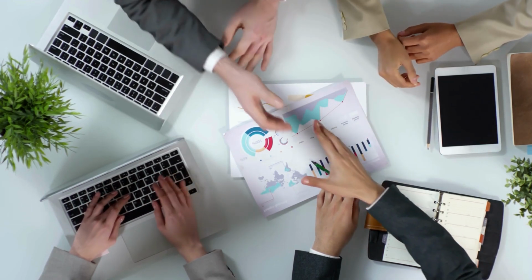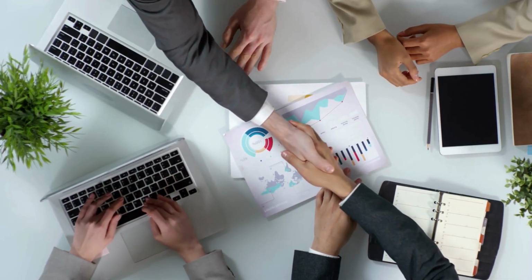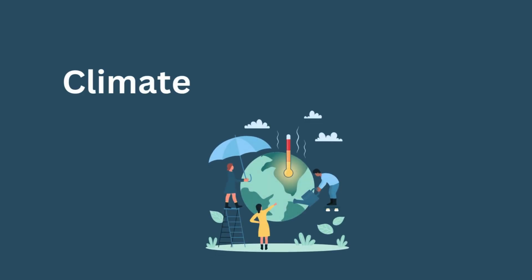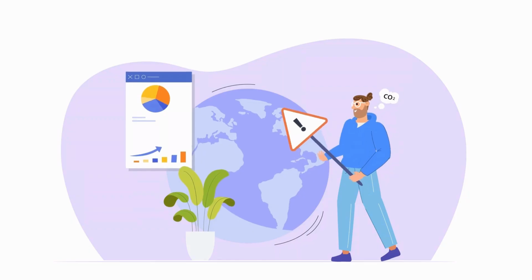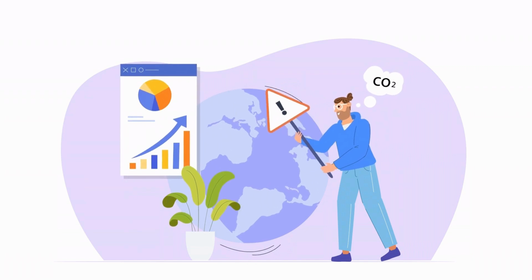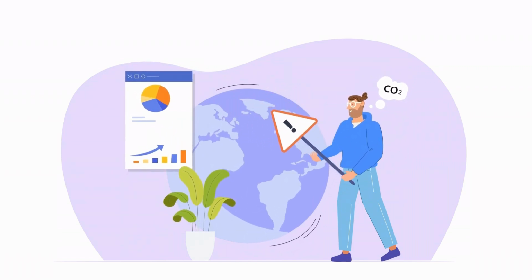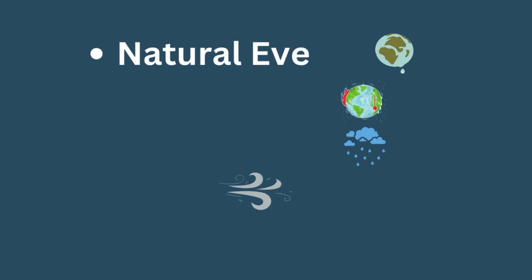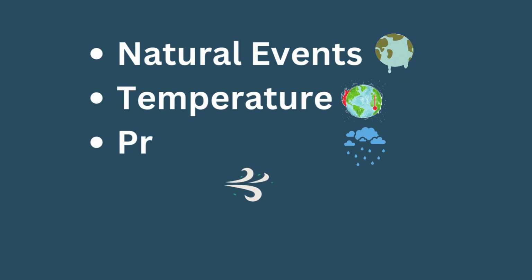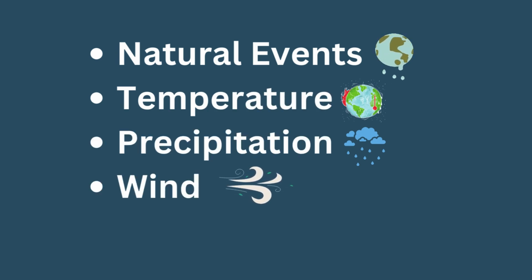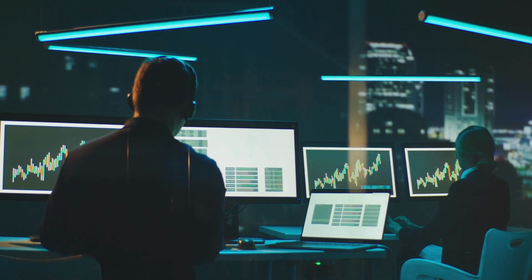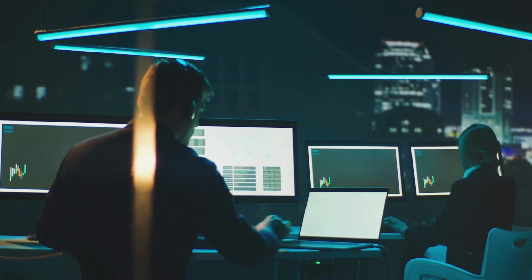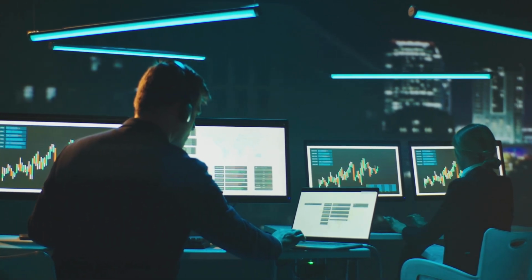Some popular uses for the importance of historical weather data are climate change analysis. The most popular use case of historical weather data is its use in long-term climate change analysis. This data includes weather conditions such as natural events, temperature, precipitation, and wind that have occurred in the past years. These analyses help businesses and analysts understand long-term climate trends and predict future climate changes.